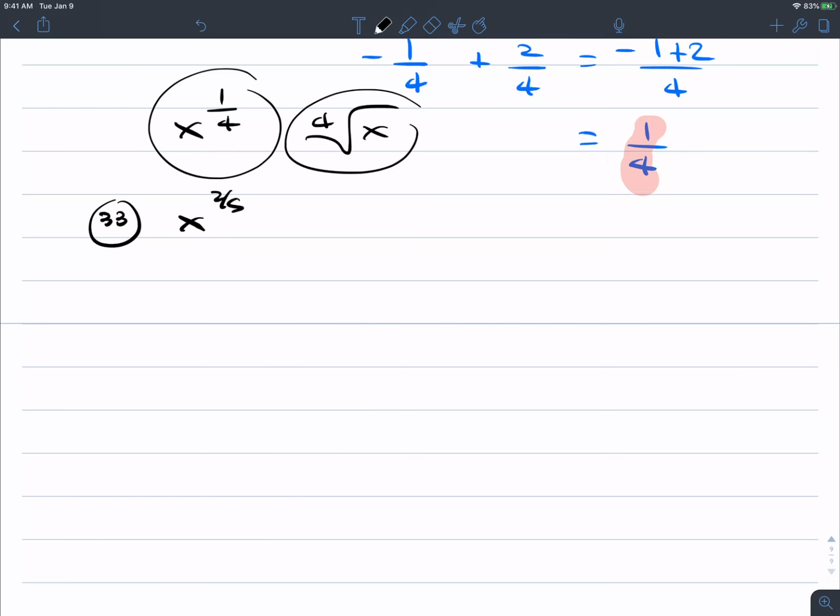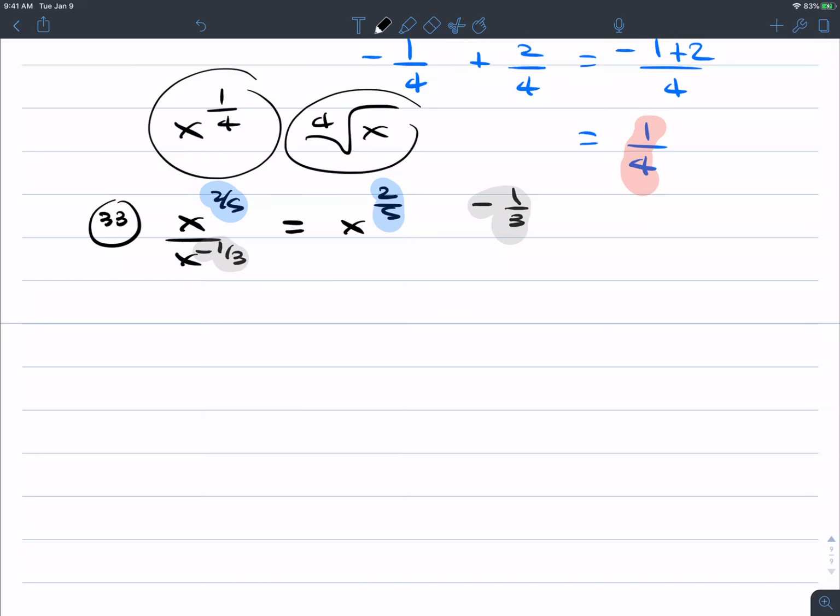X to the 2/5 over x to the negative 1/3. So be careful when you have your signs. First fraction is 2/5. Second fraction is what? Negative 1/3. Take a look. 2/5. Is that right? Second fraction, negative 1/3.